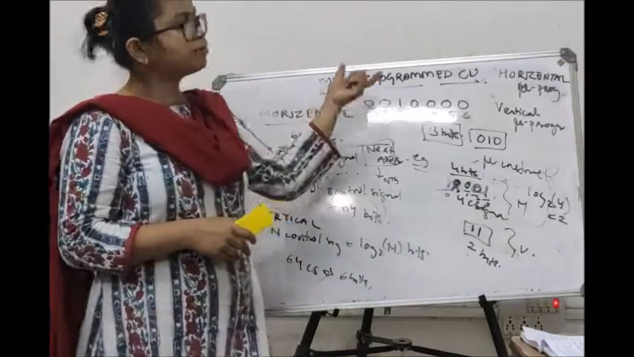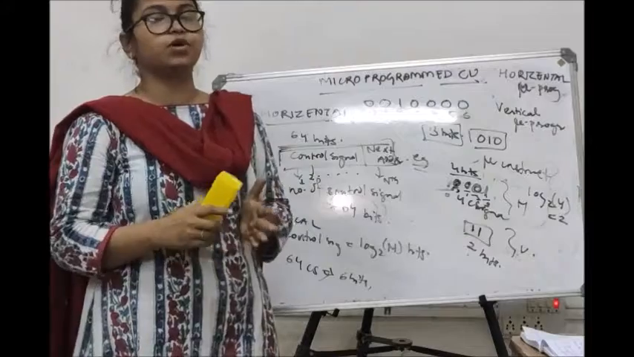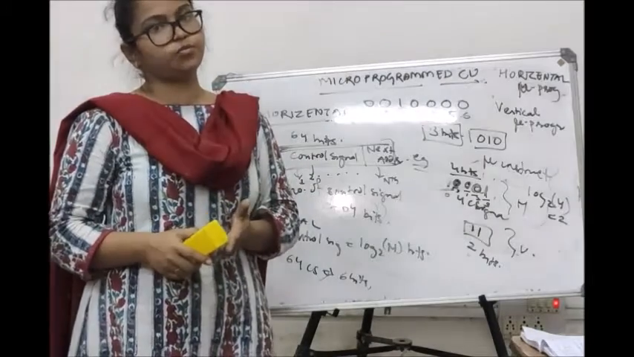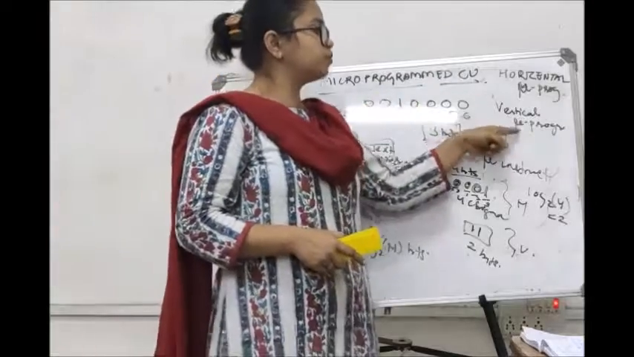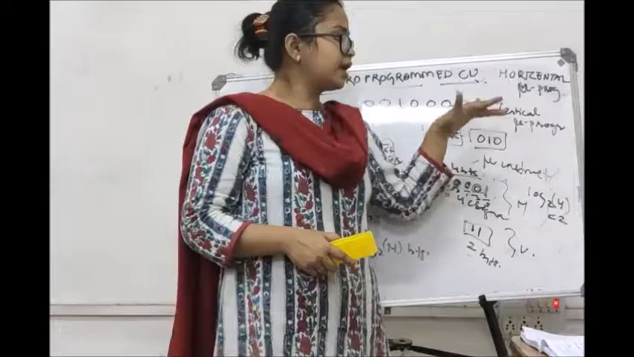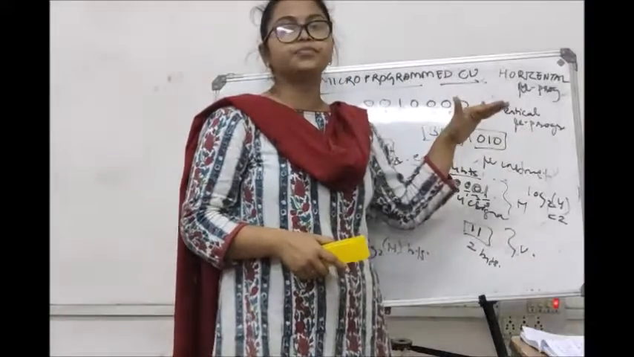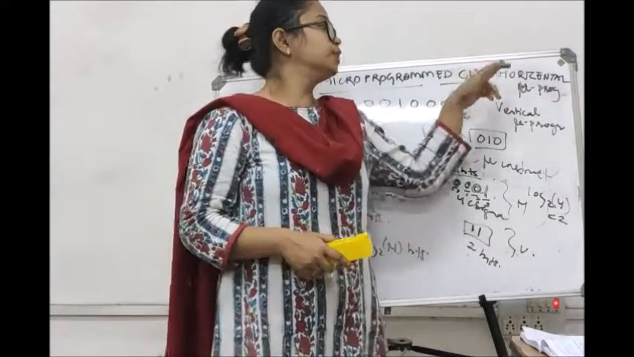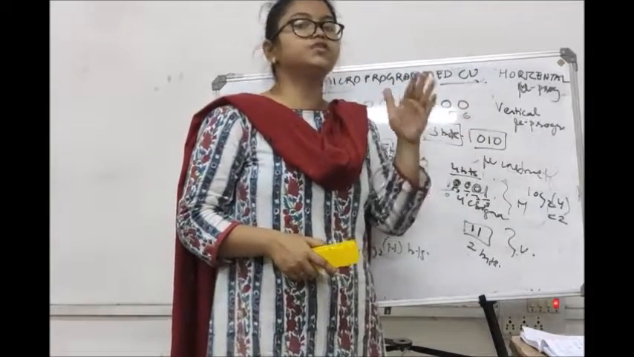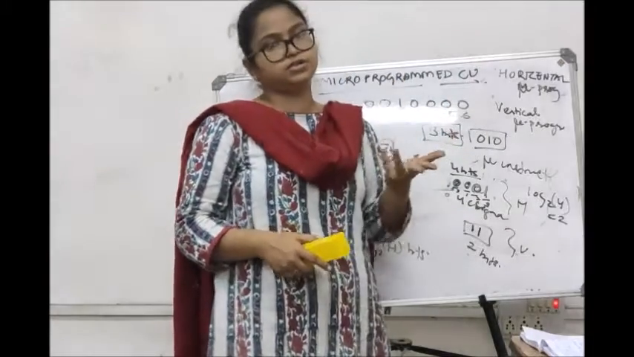Now, microprogram control units are again of two types. One is horizontal microprogramming, another one is vertical microprogramming. Vertical microprogramming is more space efficient. To generate n signals we need only log n bits. But in case of horizontal microprogramming, to generate n control signals we need to represent it using n bits.